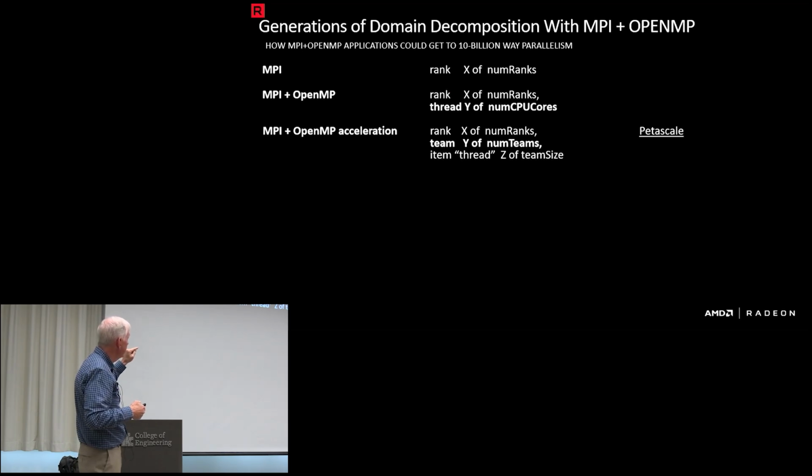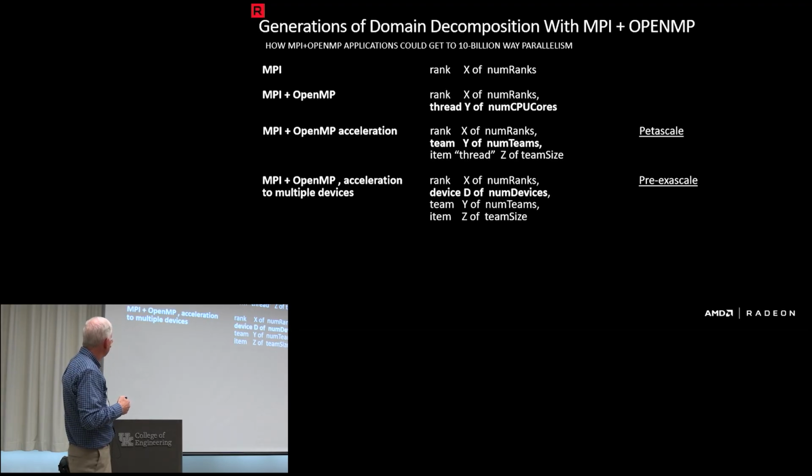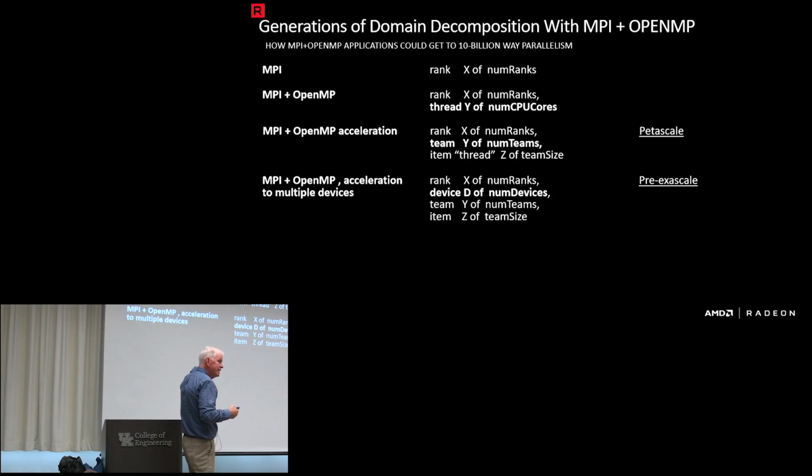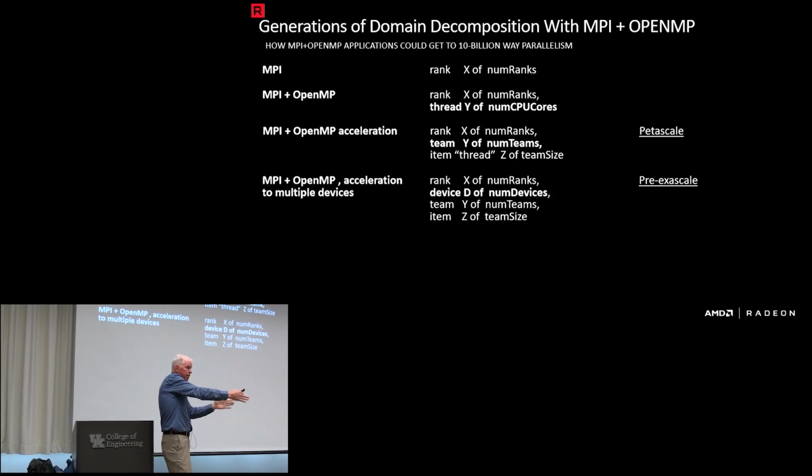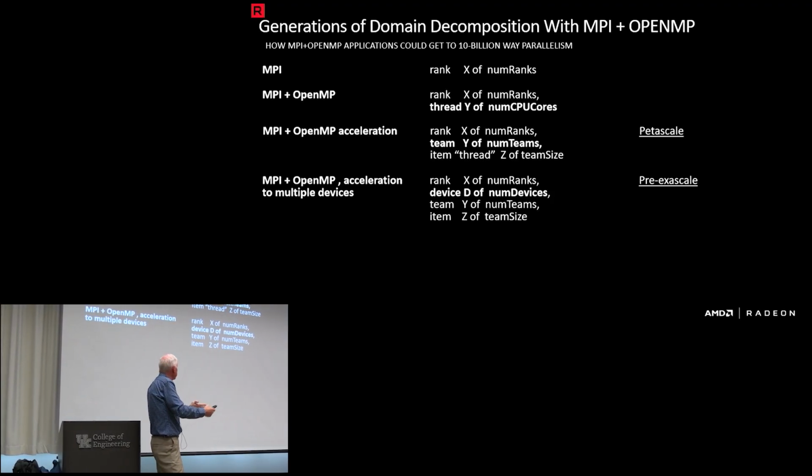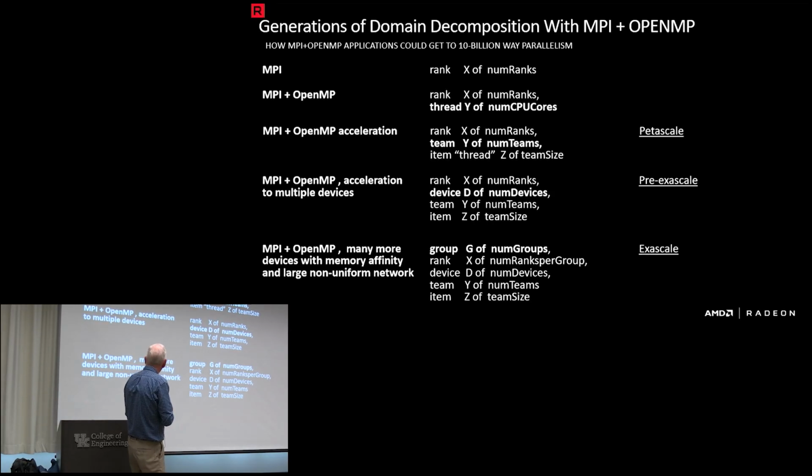But with acceleration, you have a rank, a team, and a thread. Right? So this is kind of pre-Exascale. You had a rank, a device. Now we had systems with multiple GPU accelerators. That was mapped as a device. And then you had a team, and then you had the item within the team size, right?